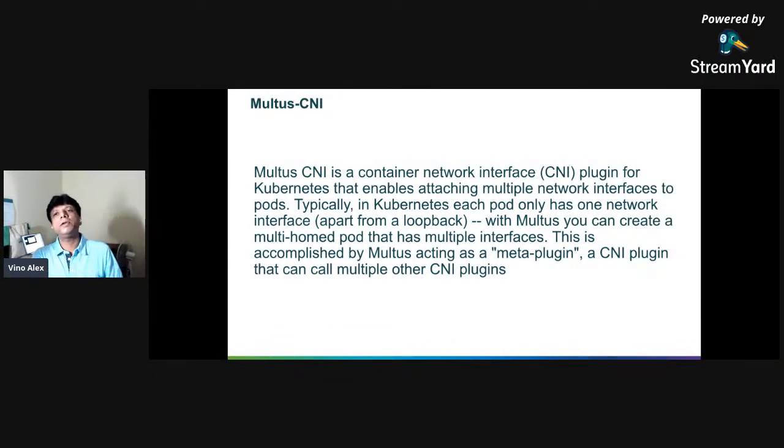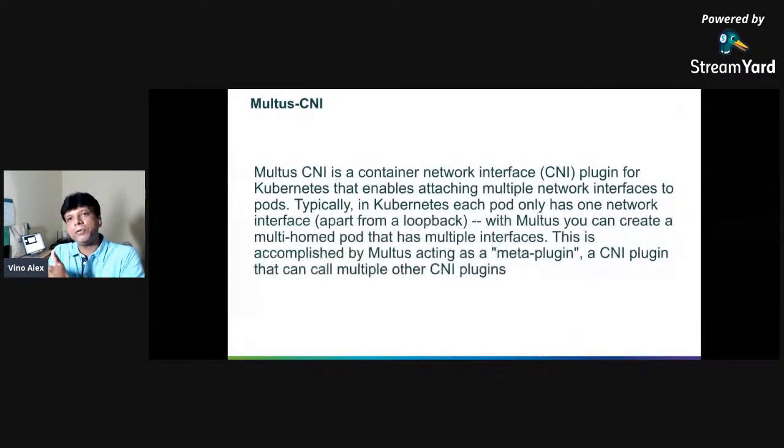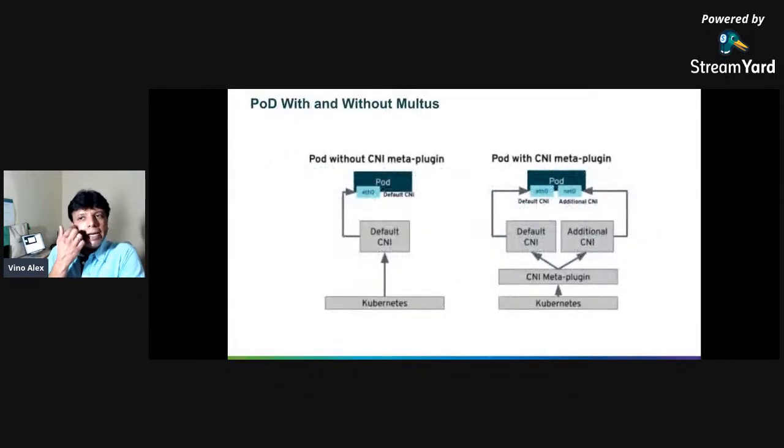They have some requirement to enable multiple networks to your container, right? Multiple NICs to your container. If that kind of requirement is there, you can use Multus CNI. What basically it is doing is, it will help you to add additional network interfaces to the pod.